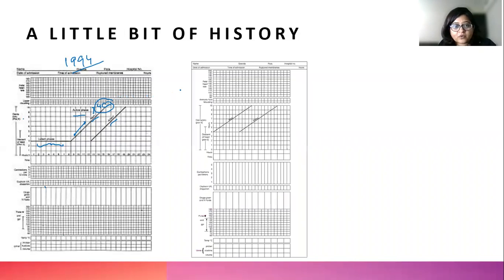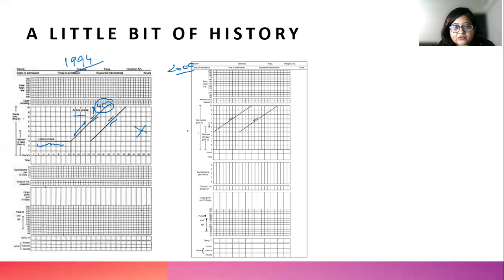Okay, so let's just go to what happened in the year 2000. The modified partograph came out. The modified partograph did away with the latent phase. You can see there's no latent phase here because the latent phase is very subjective. And when the patient actually transitions from latent phase to active phase, no one really knows. So it becomes difficult to plot this. That's why this was done away with.